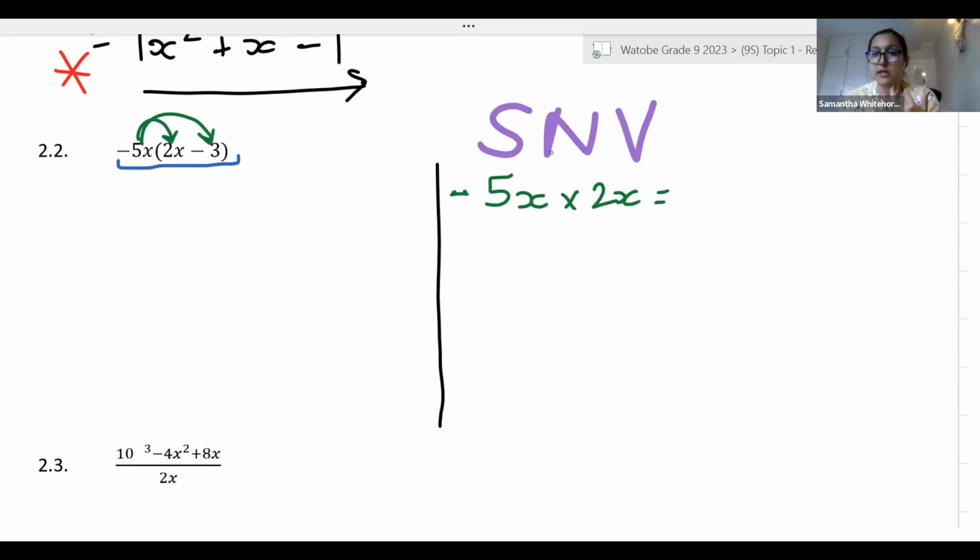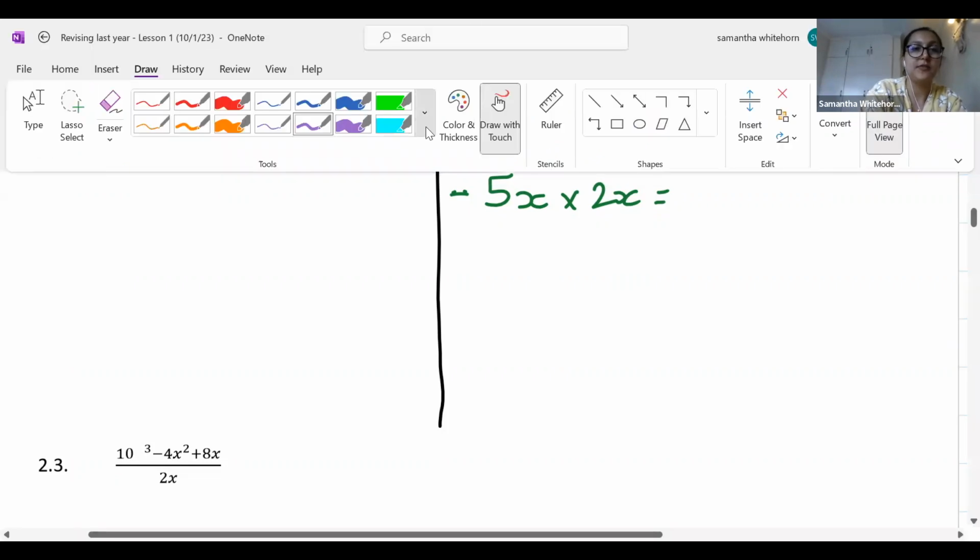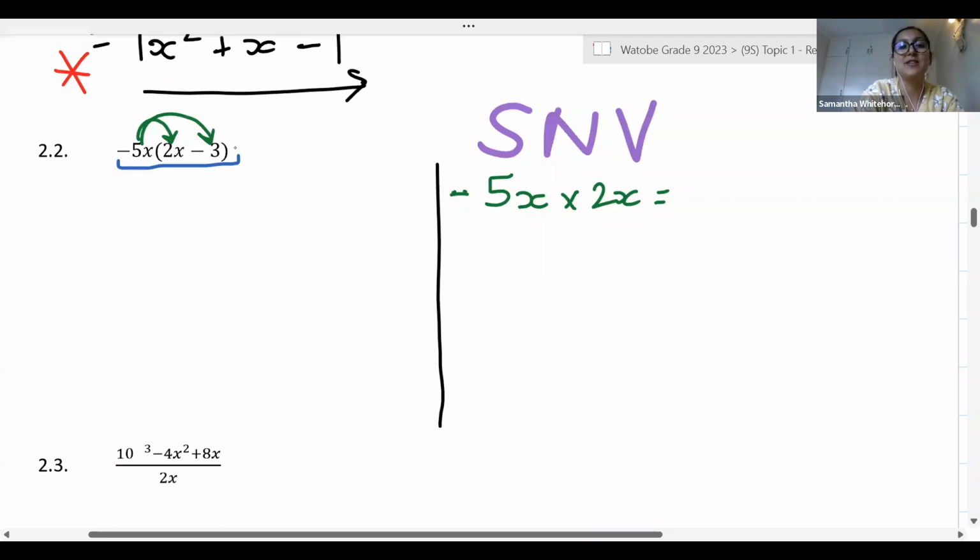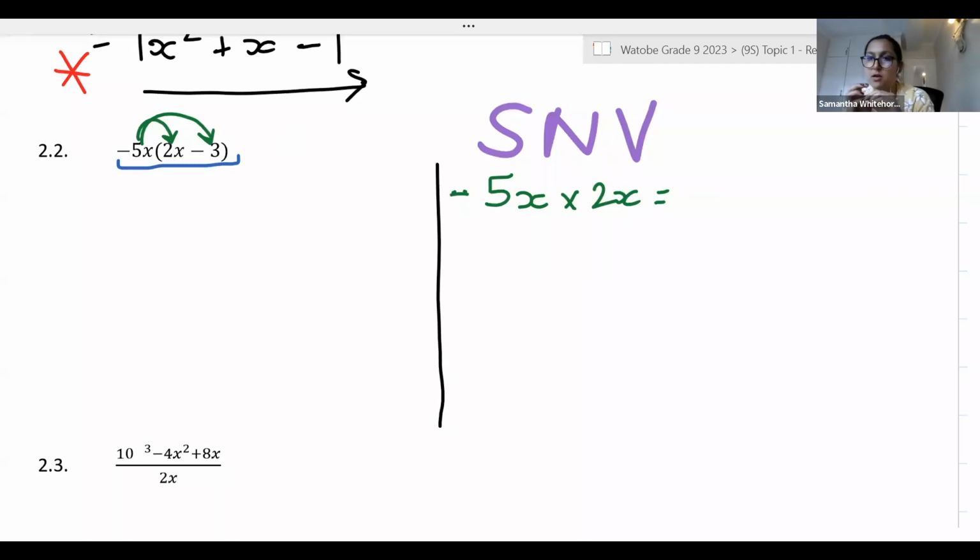Now, S stands for signs, N for numbers, V for variables. Basically what this means is if we deal with each one of those individually, we will be able to multiply correctly. So if we start with the signs here, quickly in the chat for me, what do I get when I multiply a negative and a positive? What sign is my answer when I say negative times a positive? Kulunga, what do we get? We get a negative. A negative, excellent, well done. So guys, when we have a negative times a positive, we get a negative. So that's my signs part of my little reminder done. Excellent, everyone on the chat.